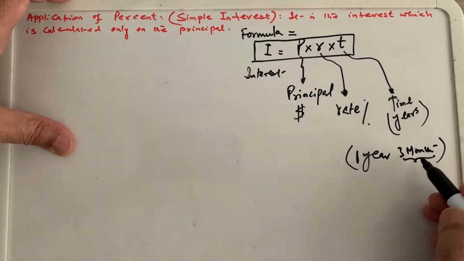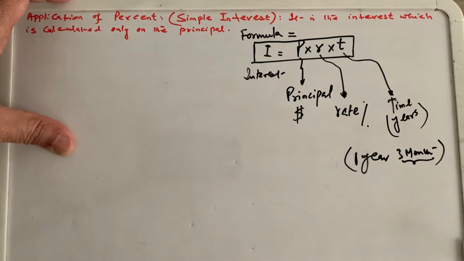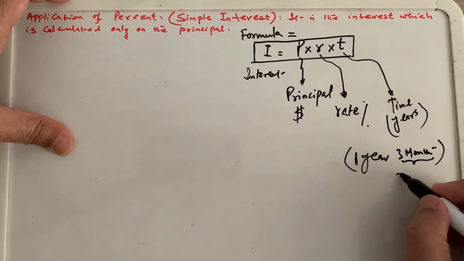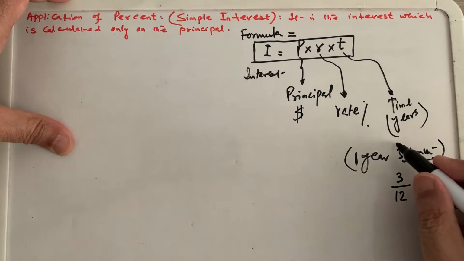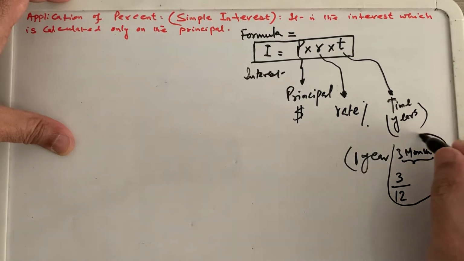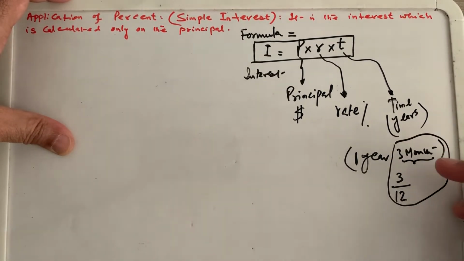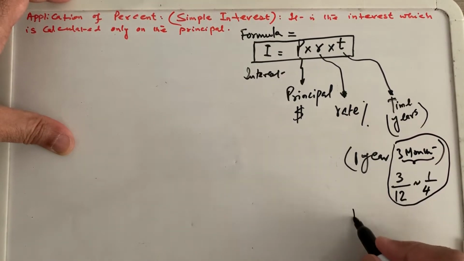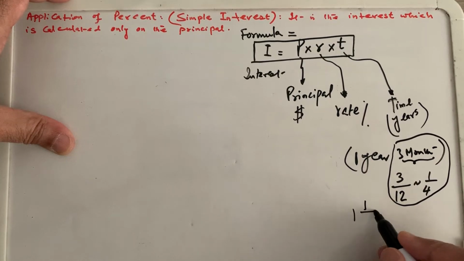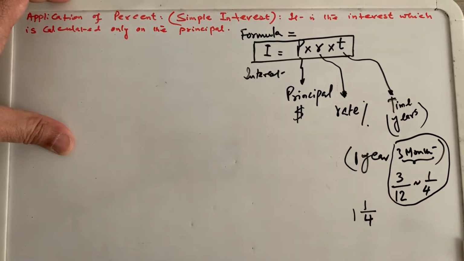So you know that 1 year has 12 months. So you have to divide 3 by 12 to convert the months into years. Instead of 3 months, you will write 3 divided by 12, right? And 3 divided by 12 equals 1 divided by 4. So that means you calculate it as 1 whole and 1 by 4 years. 1 and 1 by 4 years, right?